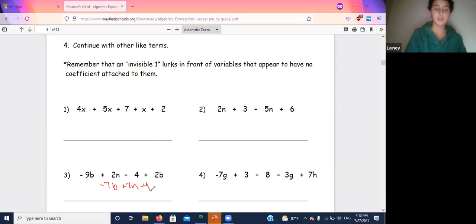I'm ready. Okay. I got 4g plus 7h minus 5. Now, positive 4 or negative 4? Positive 4. Wait. So if we have negative 7 plus 3, that would be negative 4g. Does that make sense? Yeah, I didn't see the negative on accident. That's okay. Okay, well, good job.